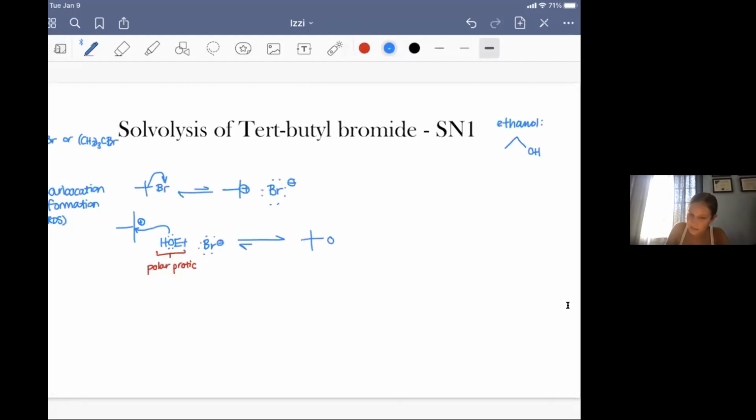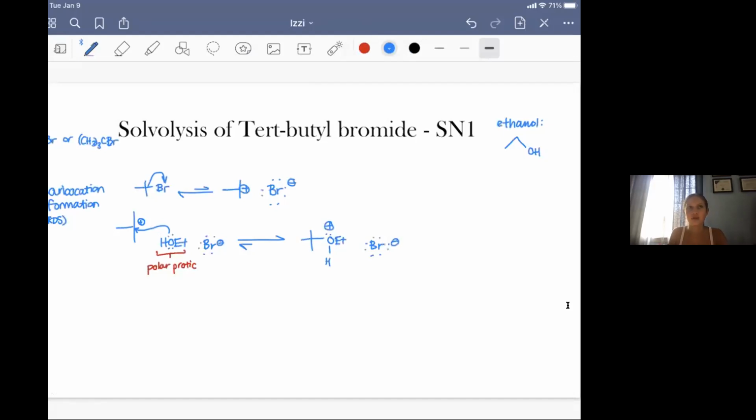And what we have is the ethanol attached. And now because oxygen has 3 groups attached to it and 1 lone pair, we can expect a positive charge on the oxygen. And that is unfavorable. So we want to get rid of the positive charge on the oxygen. And we do this by deprotonation.